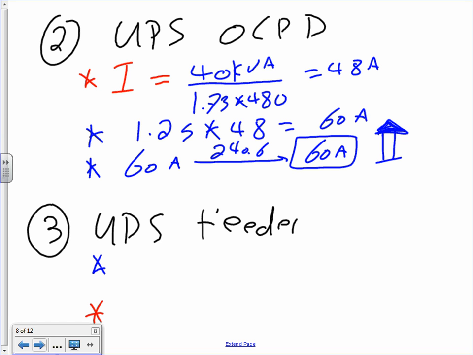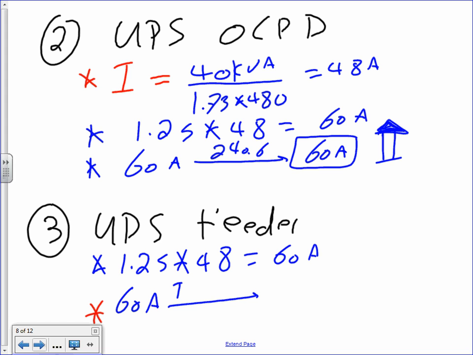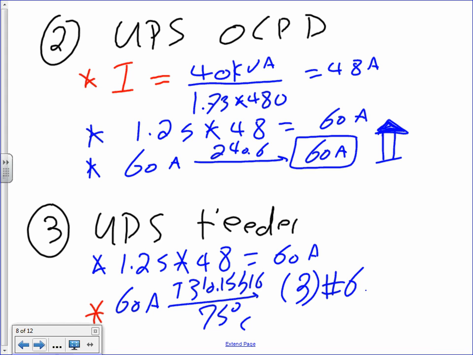Now the UPS feeder, we're still on the primary, or still on the feeder. So you take 1.25, the same thing, guys, multiplied by 48, that will give you 60 amps. Then from 60 amps, this is where you go to table 310.15(B)(16), 75-degree column. And what do you get? How many conductors? You're going to get 3 conductors, and these conductors will be number 6 AWG THHN minimum.